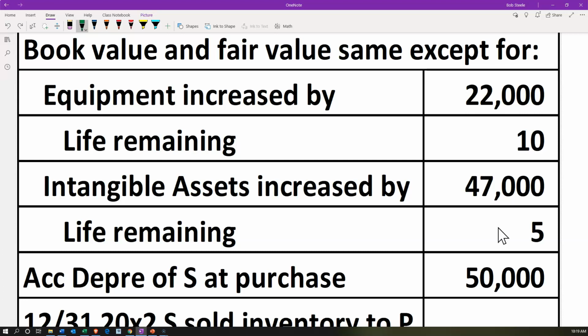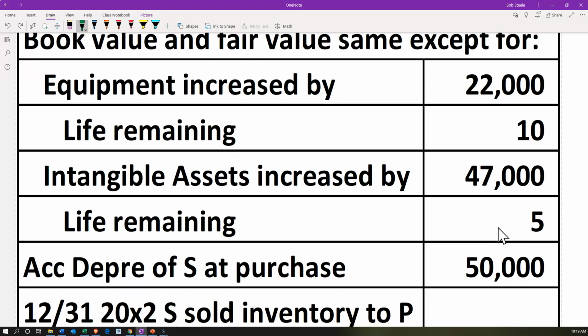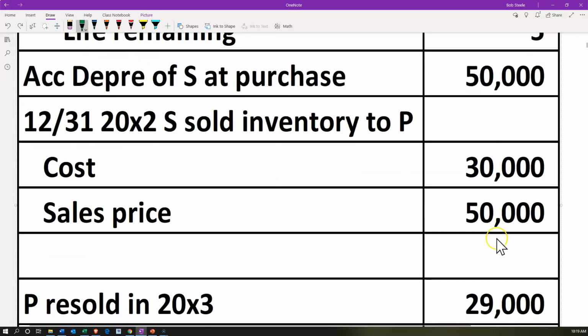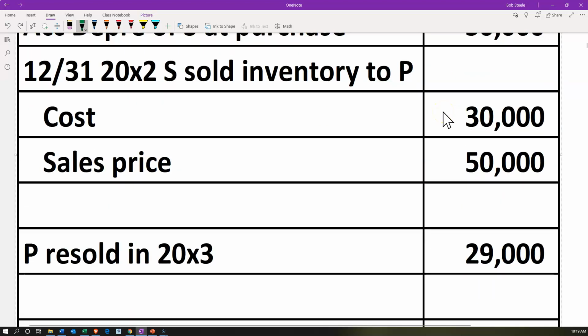Therefore, we're going to have to deal with the accumulated depreciation for 2 years and 1 year for the depreciation expense for the current year that we will be doing the consolidation for. Then we have the accumulated depreciation of S at the point of purchase was $50,000, and then on 12/31/20X2 S sold inventory to P.